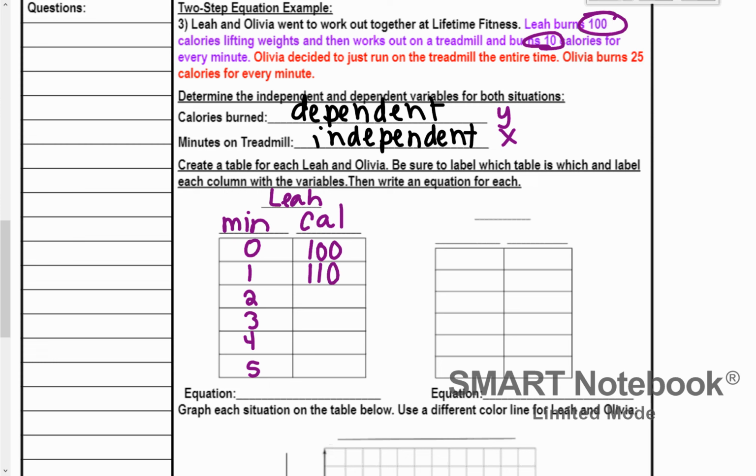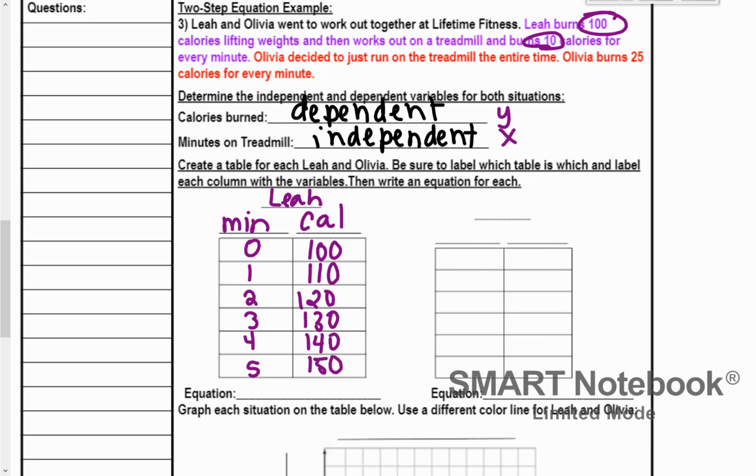She spends 2 minutes on the treadmill. She has that 100 from weightlifting, and then she has 10 calories for each minute, so that would be 120. You're going to notice it's just increasing by 10 because we're just adding another minute, which is 10 calories each time.